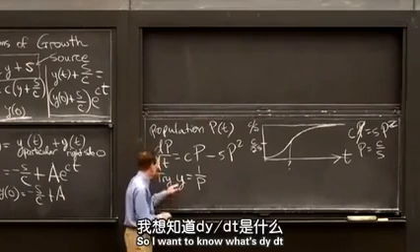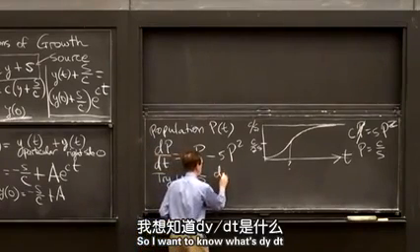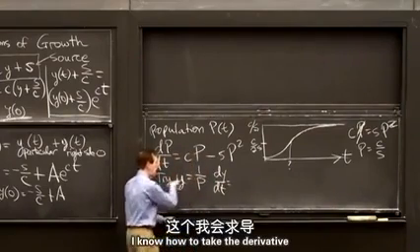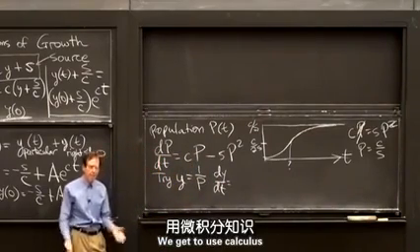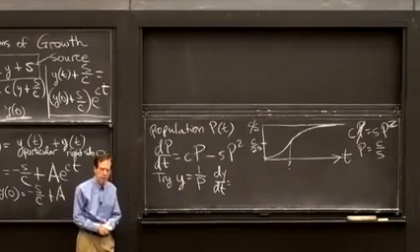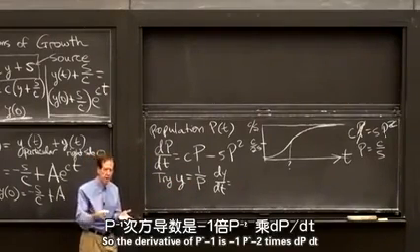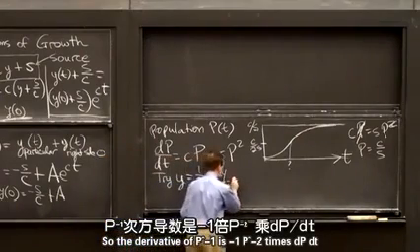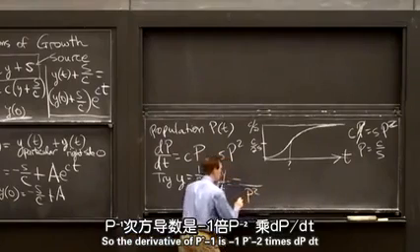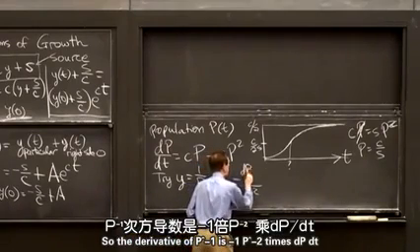Okay, so I want to know what's dy dt. I know how to take the derivative. We get to use calculus. This is p to the minus 1. So the derivative of p to the minus 1 is minus 1, p to the minus 2, times dp dt, right?